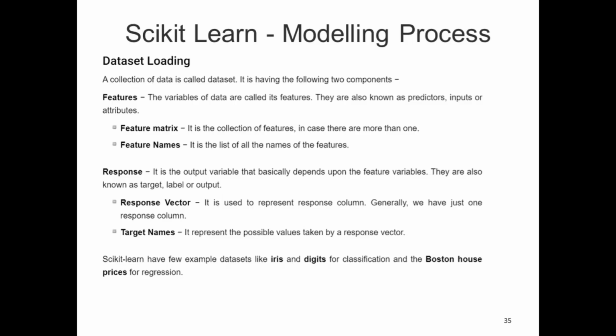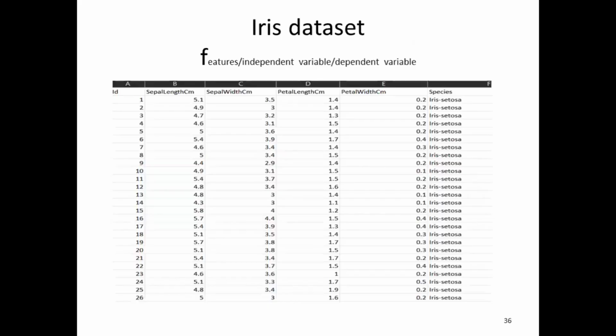We will see what is inside the dataset. Here: ID, sepal length, sepal width, petal length, petal width, species. These are the features. Except for species, all the remaining variables are features, or you can say independent variables, and species is called the output variable or dependent variable.